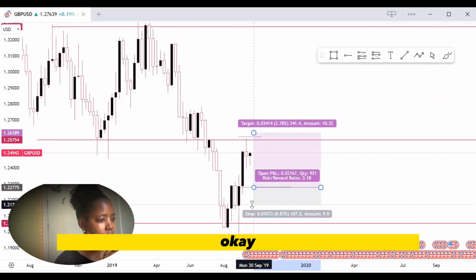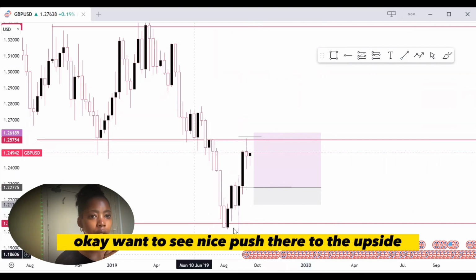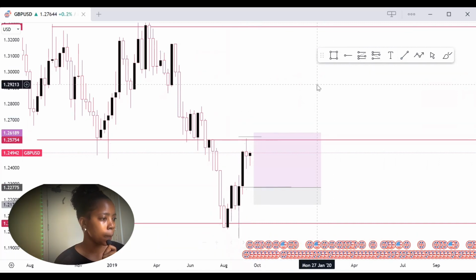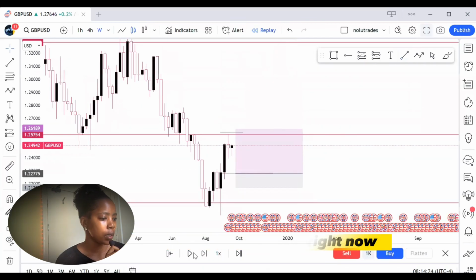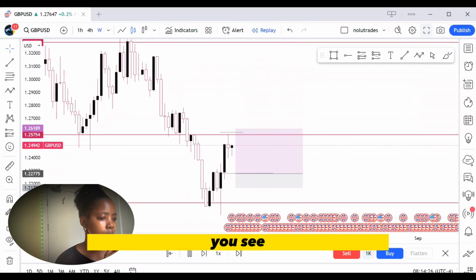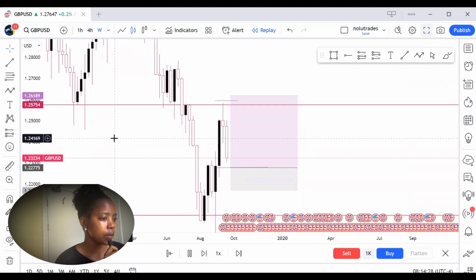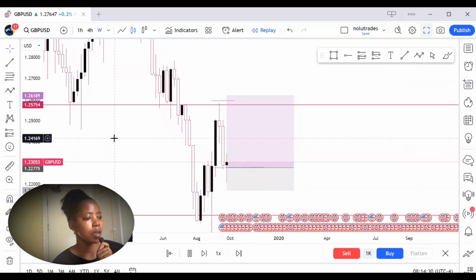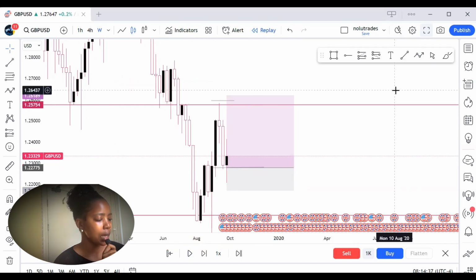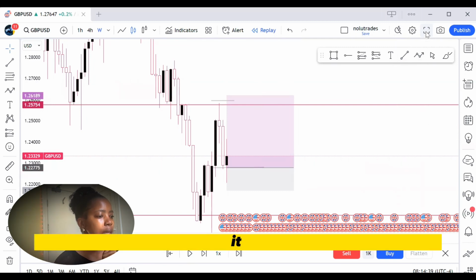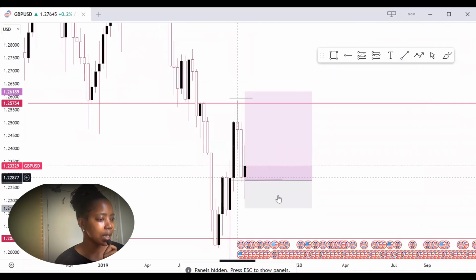Okay, we want to see a nice push there to the upside. Let us see how we can do this. Right now, we're seeing now that nice area and very nice. That is amazing. See, we look at that rejection. What does that say to you? If there is a rejection like that, it simply means that they are done taking the orders, right?